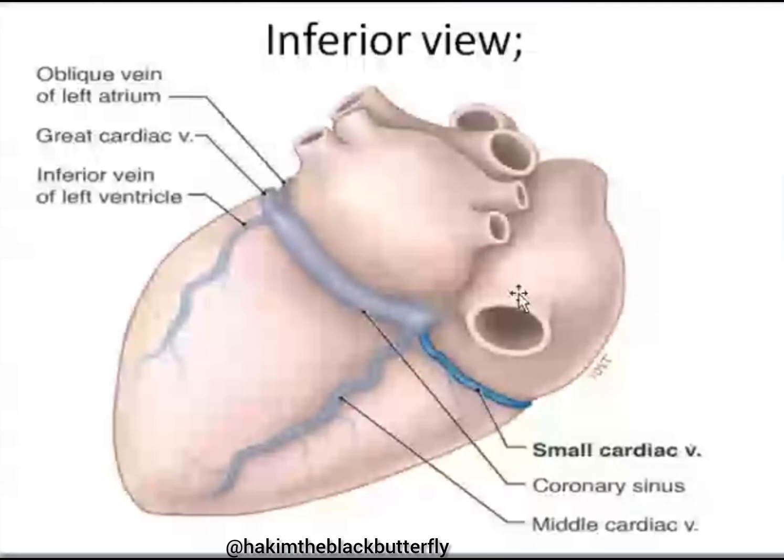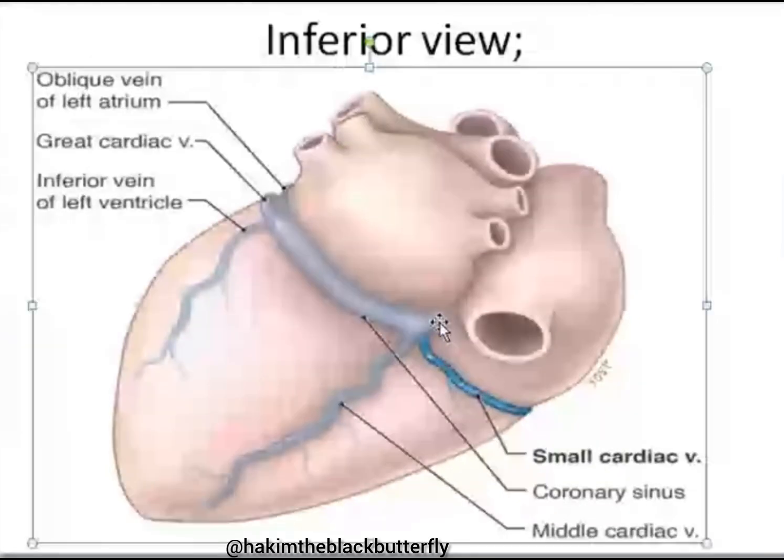So the right atrium receives deoxygenated blood from the superior vena cava, inferior vena cava, coronary sinus, and anterior cardiac veins.